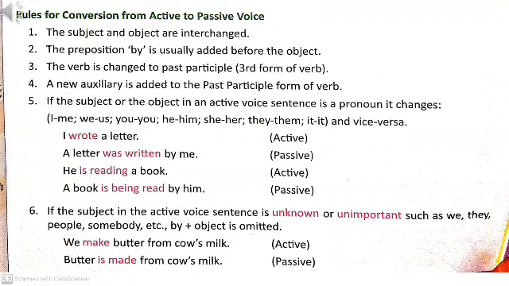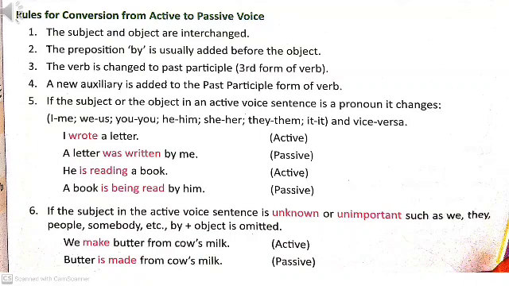Now let's find out some rules for interchange of active and passive voice. First of all, subject and object are interchanged, means to say the subject is changed into object and the object is changed into subject. Next, the preposition by is usually added before the object in passive voice. The third form of the verb, means to say the past participle form of the verb, is used in passive voice. A new helping verb is added to the past participle form of the verb, and that helping verb we add according to the tense given in the active voice.